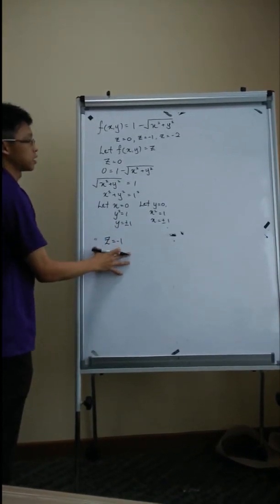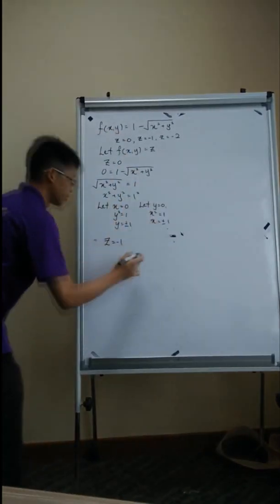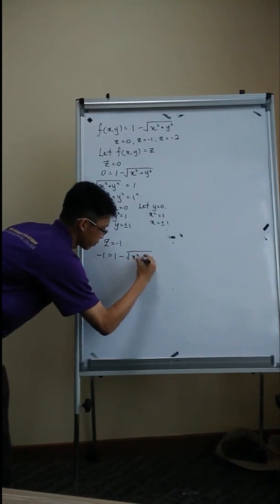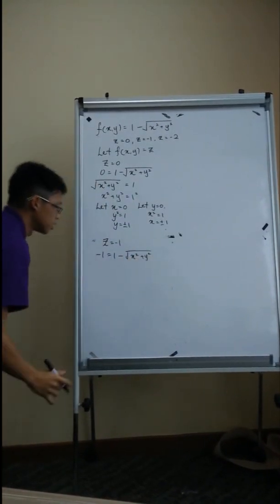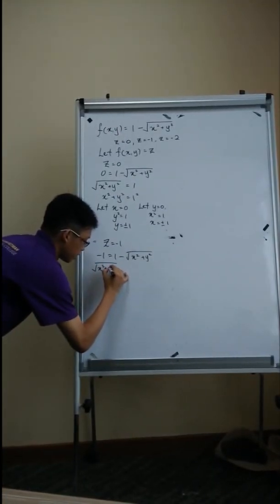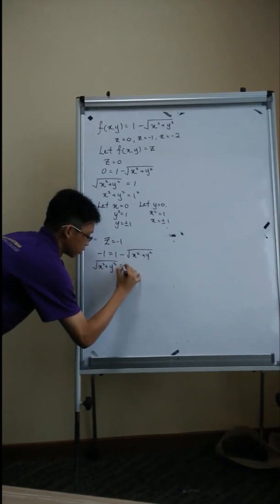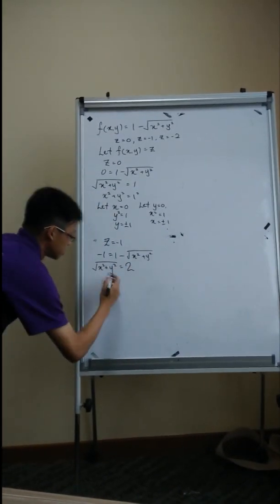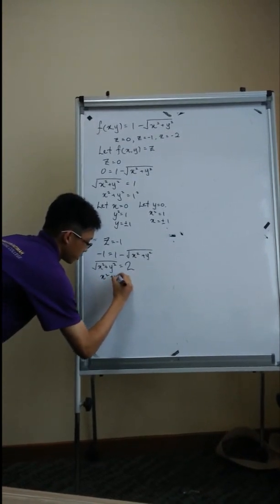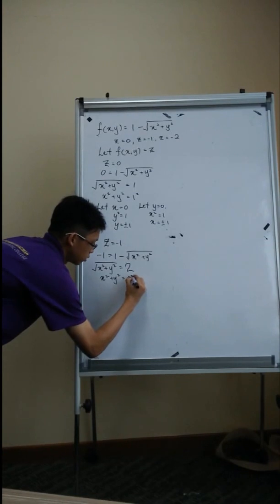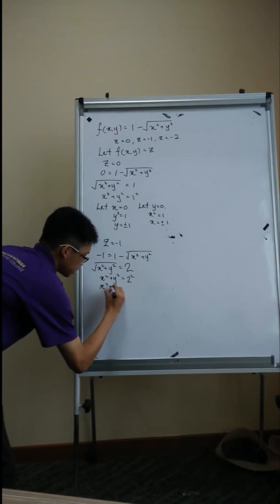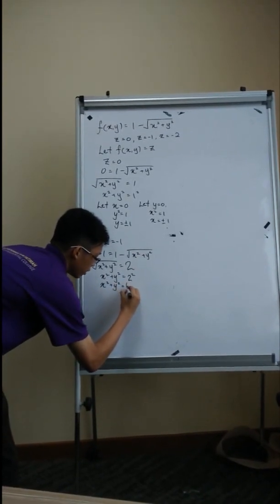So same thing, substitute the value into this function, we will get -1 equal to 1 minus square root of x squared plus y squared. So rearrange it, we will get square root of x squared plus y squared equal to 2. So get rid of the square root, x squared plus y squared equal to 2 squared. So x squared plus y squared equal to 4.